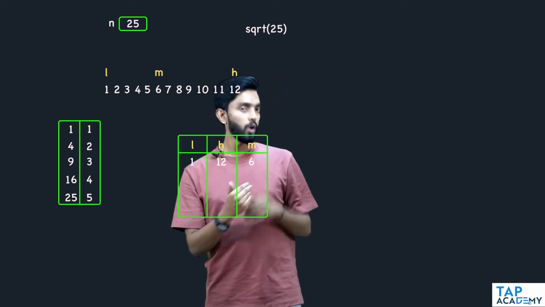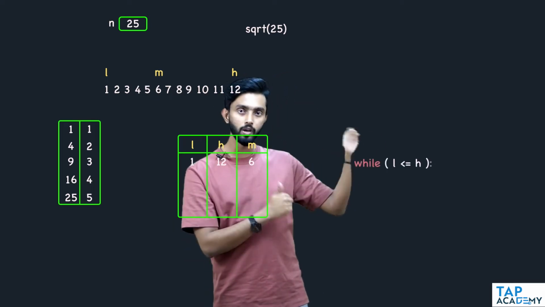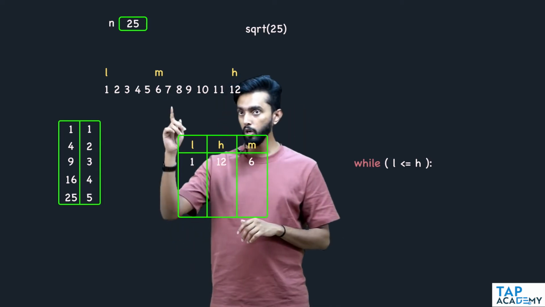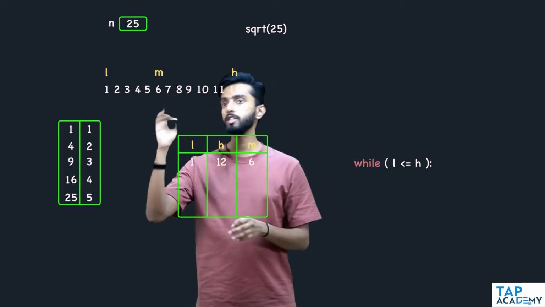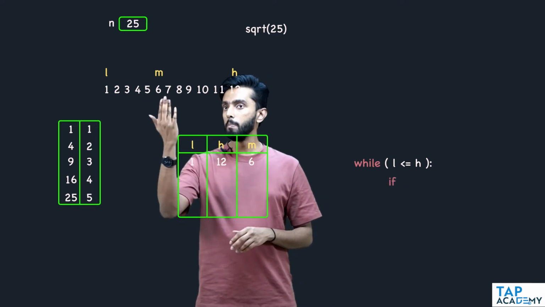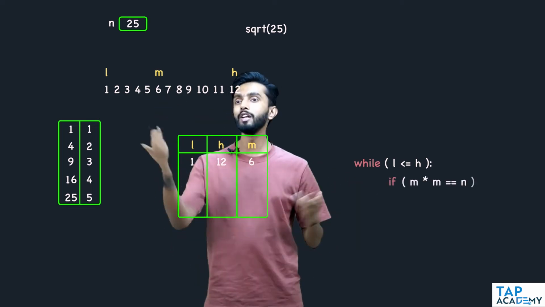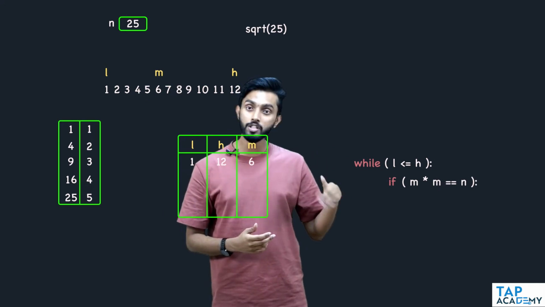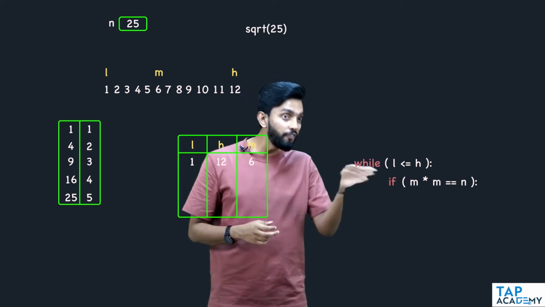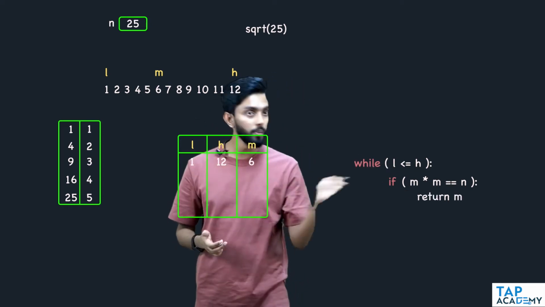Now binary search, as long as low is less than or equal to high, we have to do binary search. Now what will I do? Simple. Now mid is 6. I want to check whether 6 is the square root of 25. How will you check that? Check if mid value into mid value is equal to n. 6 into 6 is 36. Obviously it is not equal to 25. If it was equal, I would have returned the mid value, but it is not equal.